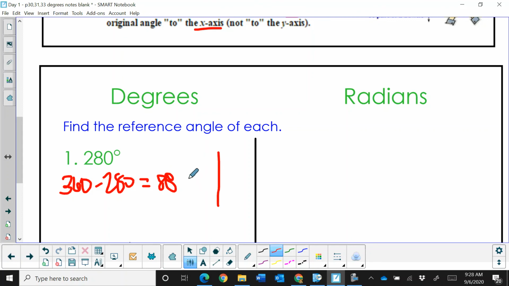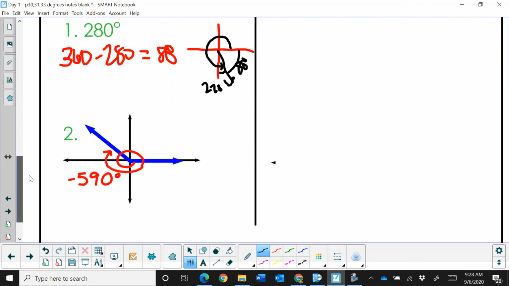Now I'm going to draw it just so you can see it. Another way to look at this, if I start here on the positive x-axis, I go 90, 180, 270, 280. I've just passed this 270 by 10 degrees. Well, that makes sense. If this is 10 degrees, this has got to be 80 degrees. So that's our reference angle.